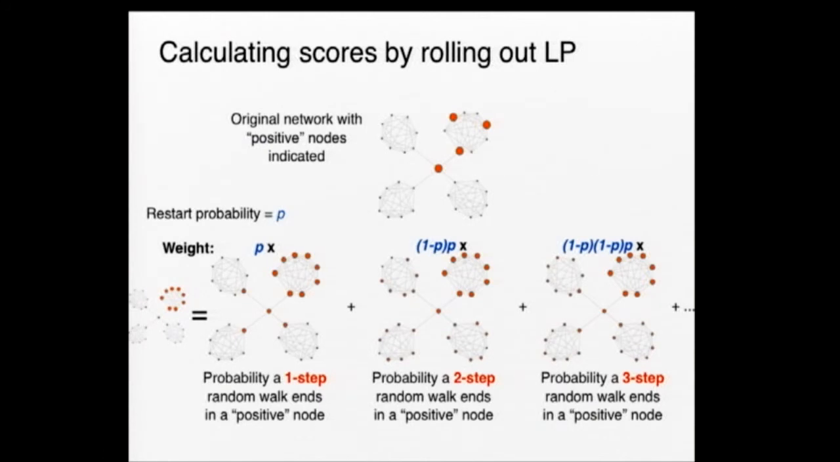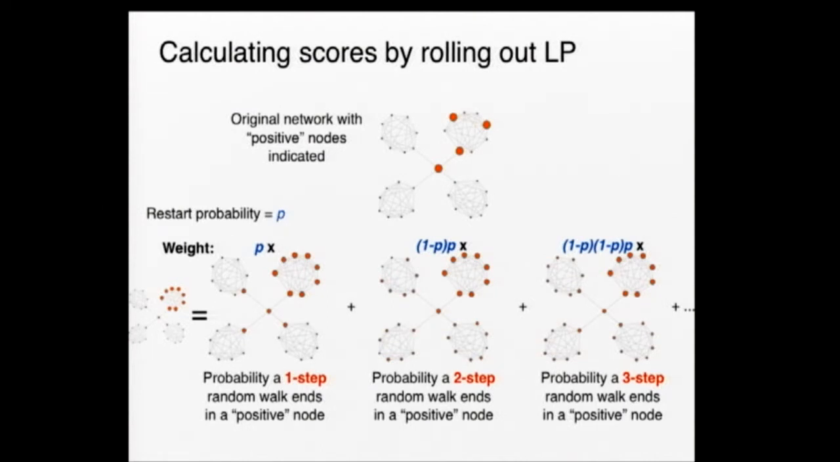The first part of the sum is just this network, which is the probability that a one-step random walk starts from a positive node and ends in your node. I'm just showing these probabilities as the size of the node here. Then you multiply that by the probability that your random walk is only of length 1, and that's the restart probability P.